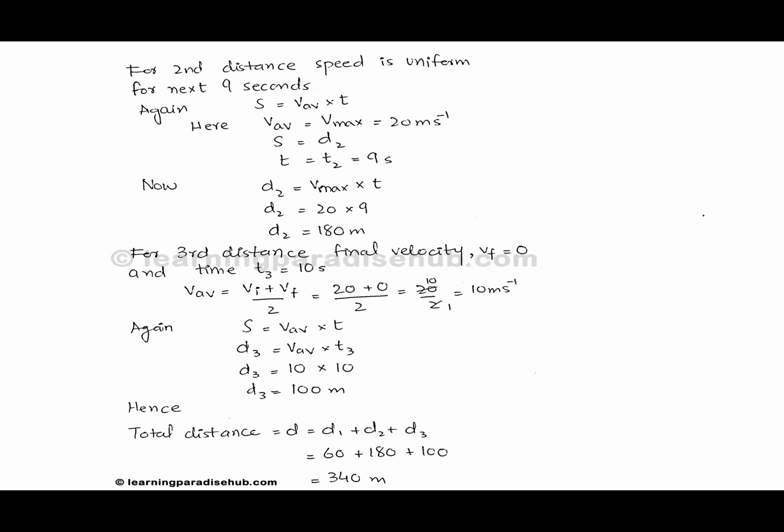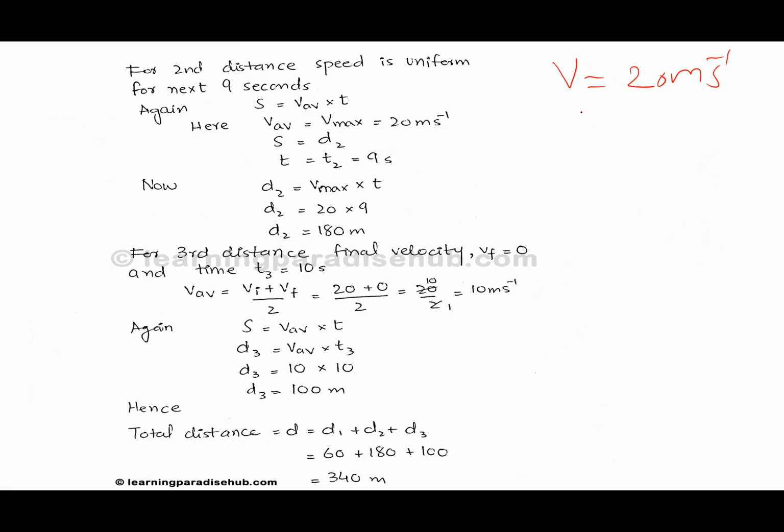Now, in the second distance, the speed is uniform. Speed is uniform, which is equal to 20 meters per second. Time is 9 seconds. So the distance, which is d2, is equal to vt. V is 20 multiplied by 9, which is 180 meters.